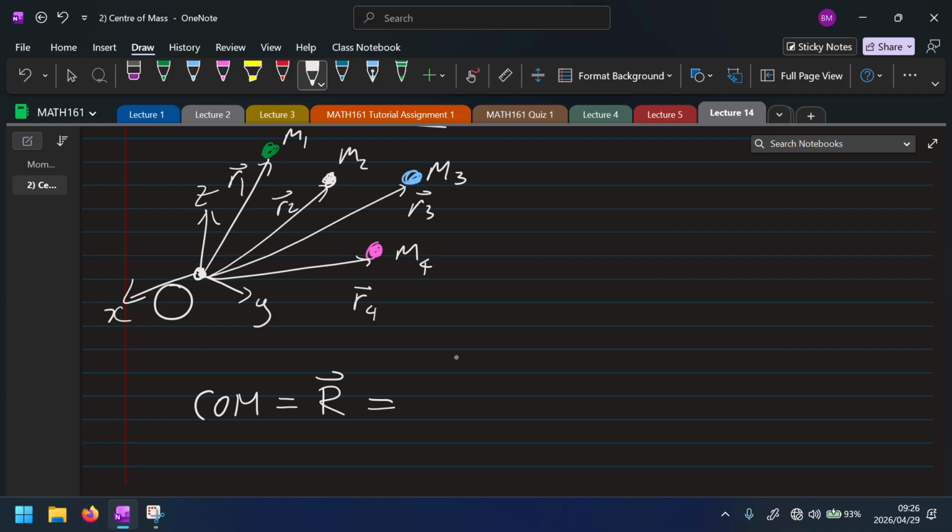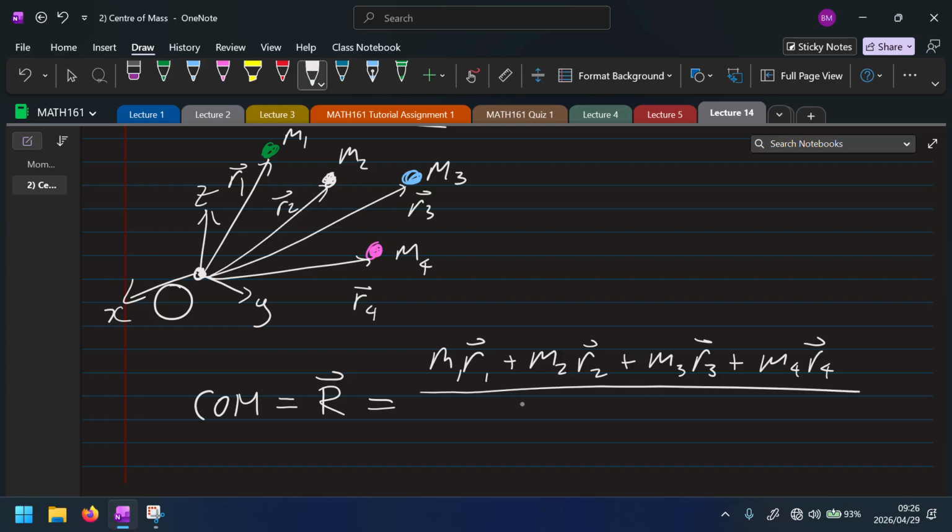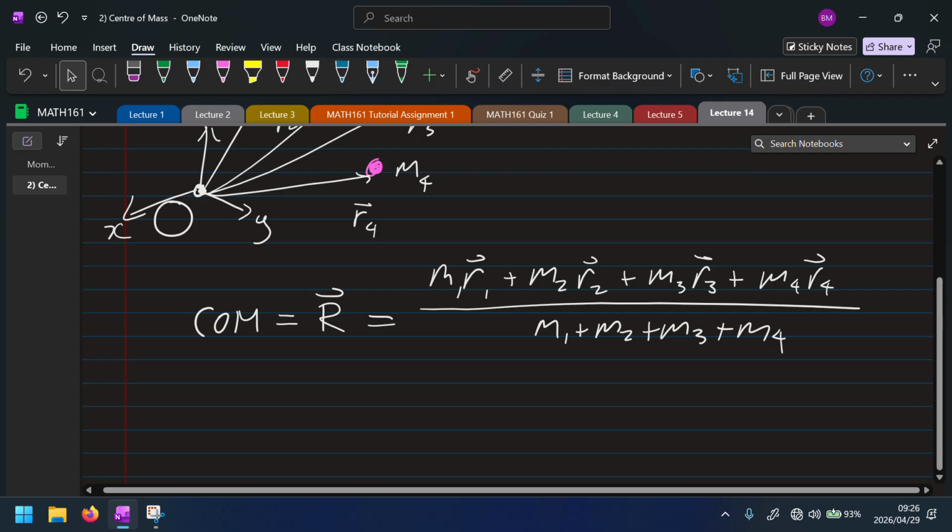So this is going to be M1 R1 plus M2 R2 plus M3 R3 plus M4 R4, all over the total mass. Right? Because when you average, you divide by the total. Everyone okay with that one? You should be familiar with that formula.